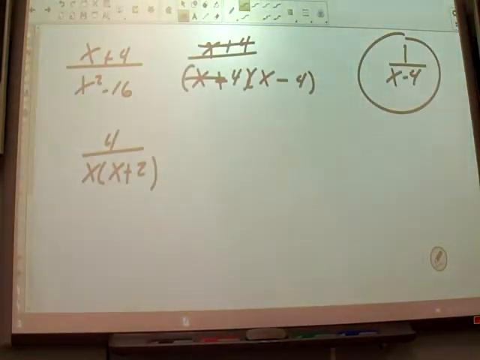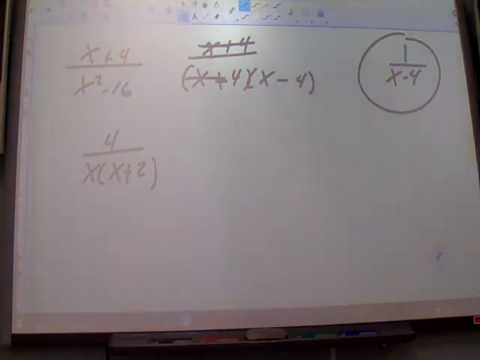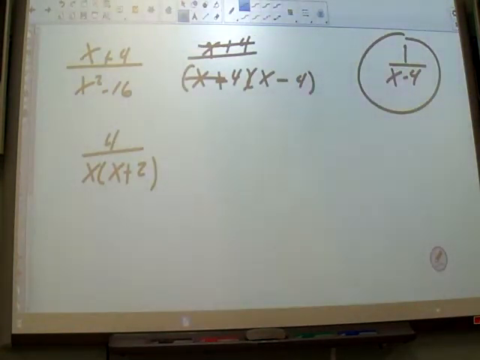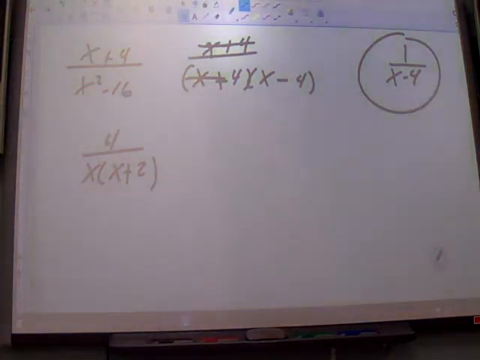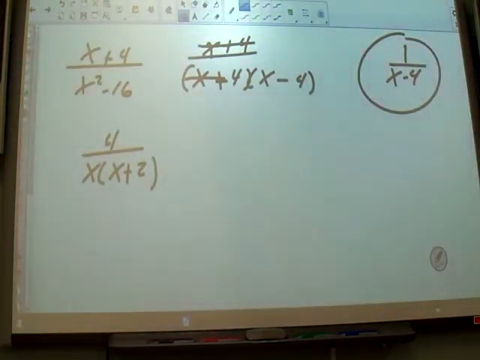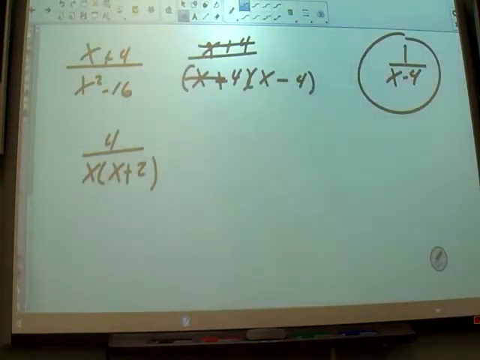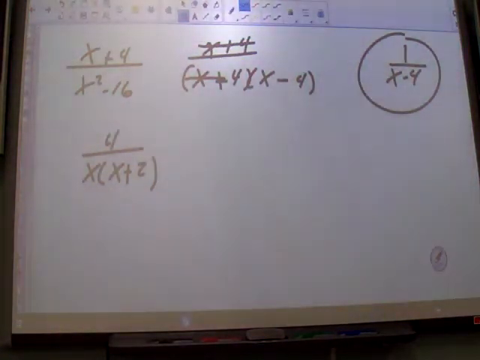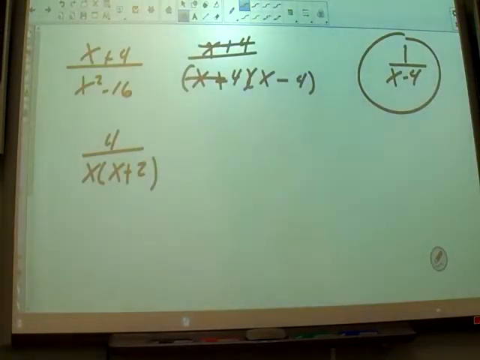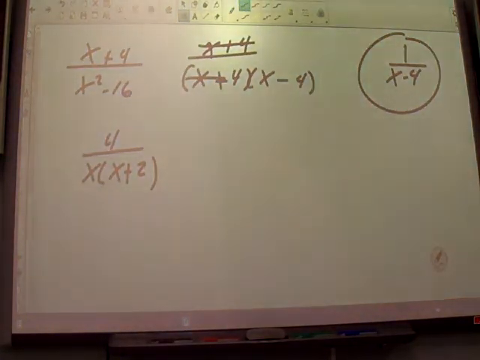Alright, how about this one? Directions here say to simplify the rational expression if possible. Simplify the rational expression if possible. Go x plus 1 in front. Where are you getting an x plus 1?